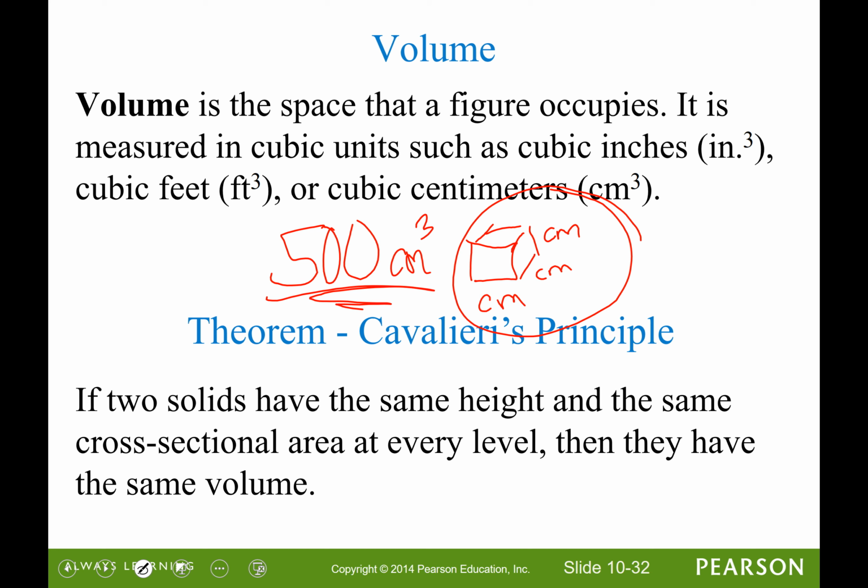All right, a theorem, Cavalieri's principle. If two solids have the same height and the same cross-sectional area at every level, then they have the same volume. And we'll practice with that soon.